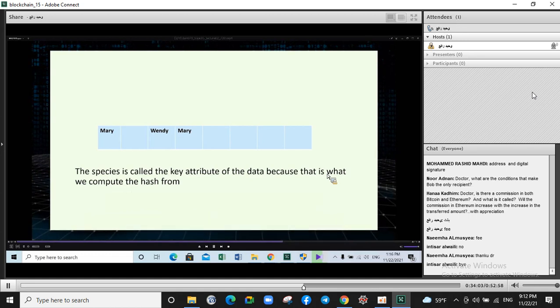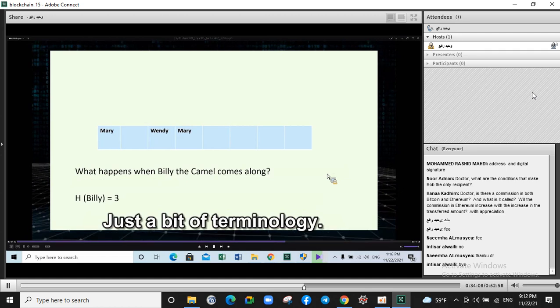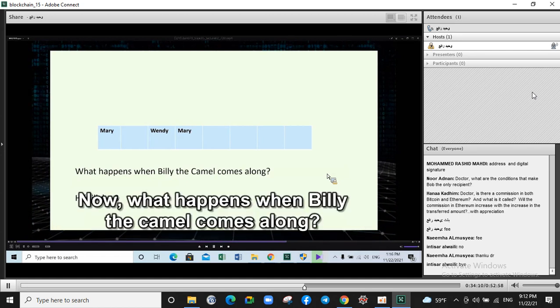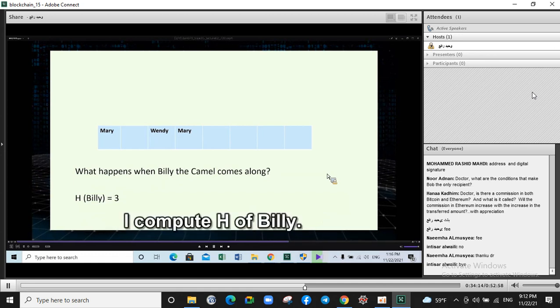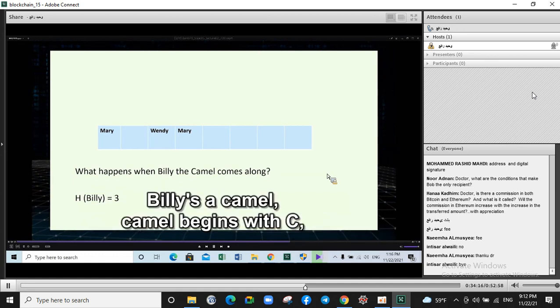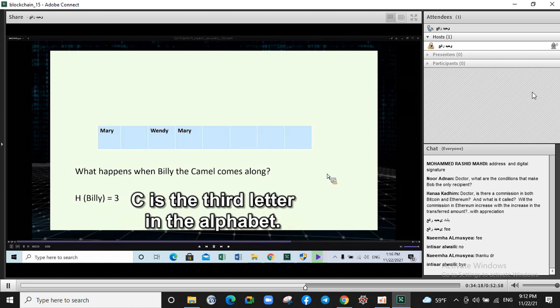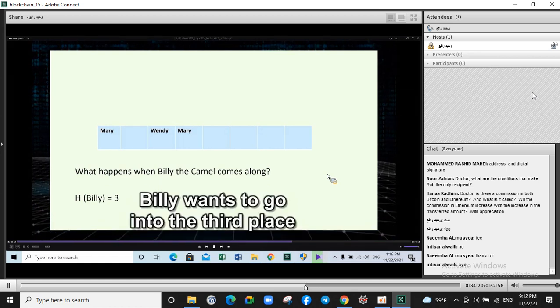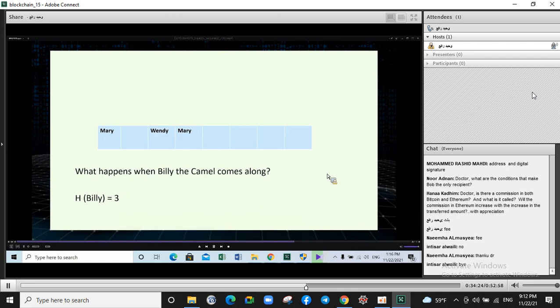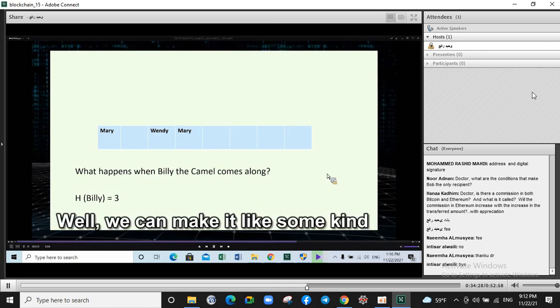So now what happens when Billy the camel comes along? I compute h of Billy. Billy's a camel. Camel begins with C. C is the 3rd letter in the alphabet. So Billy wants to go into the 3rd place where Wendy is now. So, okay, what are we going to do about that? Well, we can make it like some kind of board game where Billy goes into 3 and knocks Wendy out, but that's really not very useful, is it?